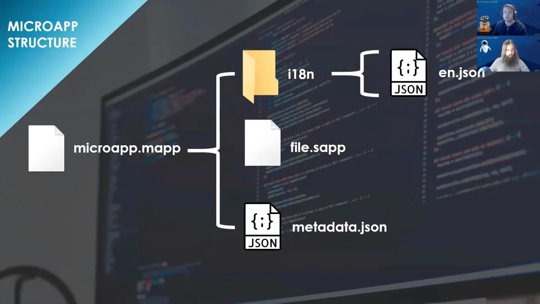Now there are a couple of files here. You can see we have a metadata JSON, we have a file SEP, then we have an I18N. I'm not really sure what it stands for, but it contains at least a language file, and in this case it's an EN. I think it stands for English, and this is also in JSON.